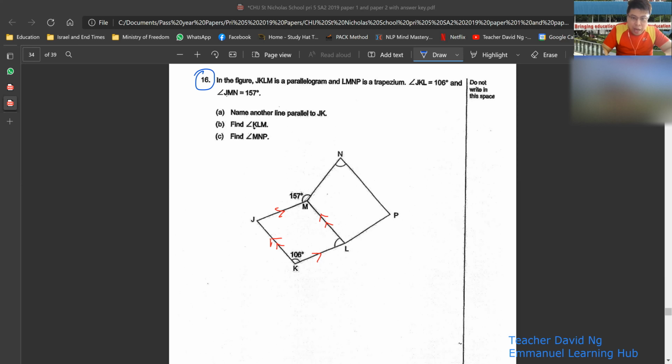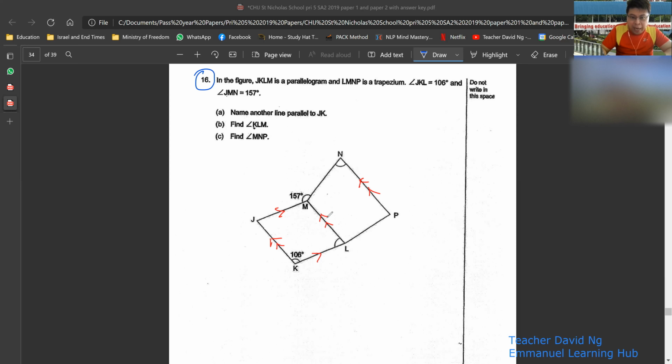Then LMNP is a trapezium. Then trapezium, you know that they have one pair of parallel lines. How do I know this is the parallel line to this? Because on the drawing, you can see that this one like that, this one like that, confirm is not parallel. So the only one that's parallel is these two. So trapezium, confirm you have at least one pair of parallel lines.